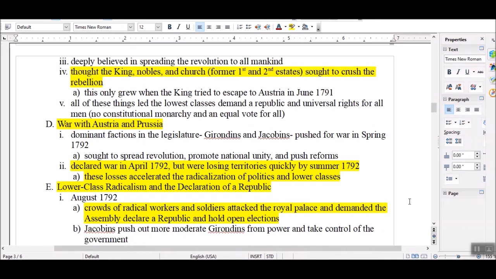They already didn't like Austria very much, so this just made it that much worse. And so this is going to just drive everybody to think, oh no, all this stuff that we fought for, not only did we not get what we wanted, we also are about to lose the little that we did get. So all of this is going to lead to an overall demand for a republic and for universal rights for all men. Get rid of the constitutional monarchy, give an equal vote to all men in the country, no matter what their status is. This would be even further than the Americans went.